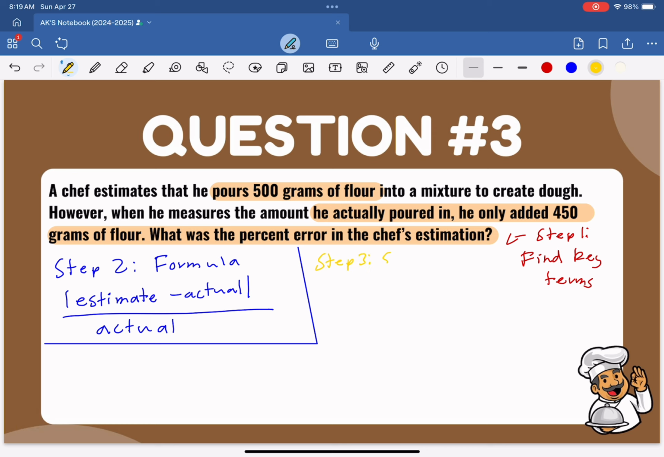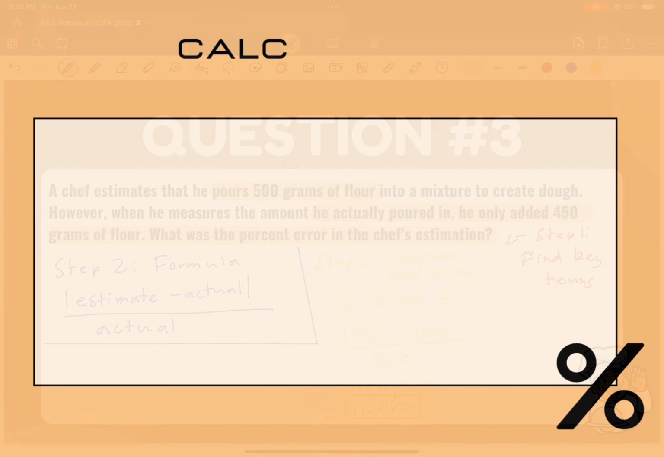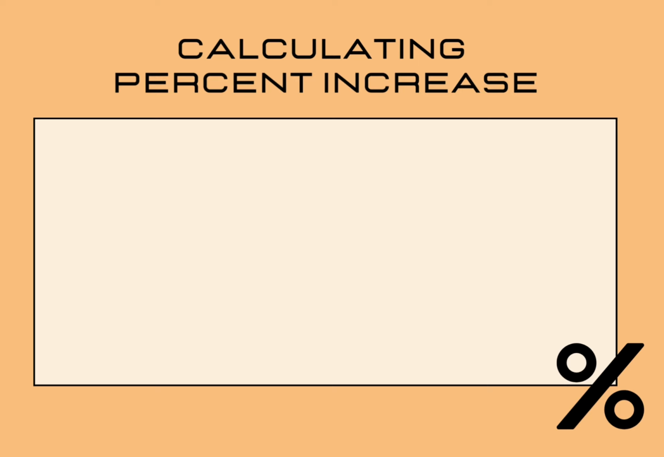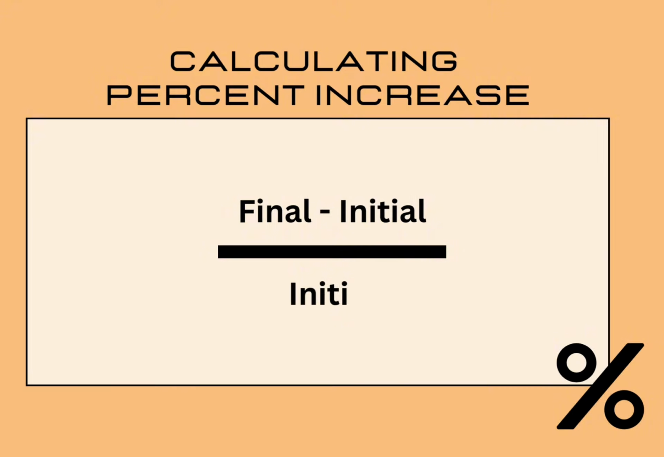So step 3. All we have to do is take this formula and replace the values with the information we have in the question. So the percent error in this question is equal to the absolute value of 500 minus 450 divided by 450, which we calculate to be 0.1111. And remember, to convert to a percentage, we have to multiply by 100, which gives us a final percentage error of 11.11%. And with a percent error, there's percent increase.